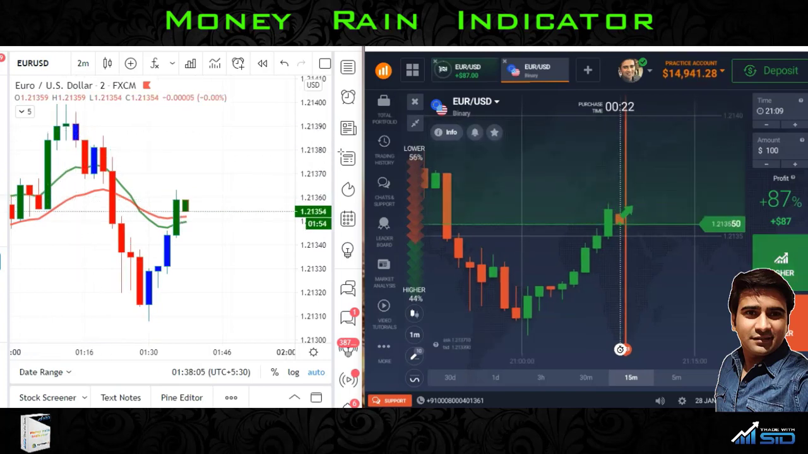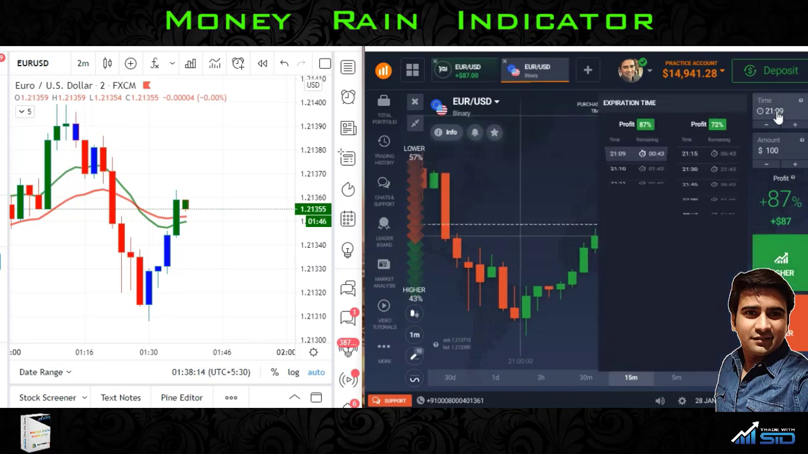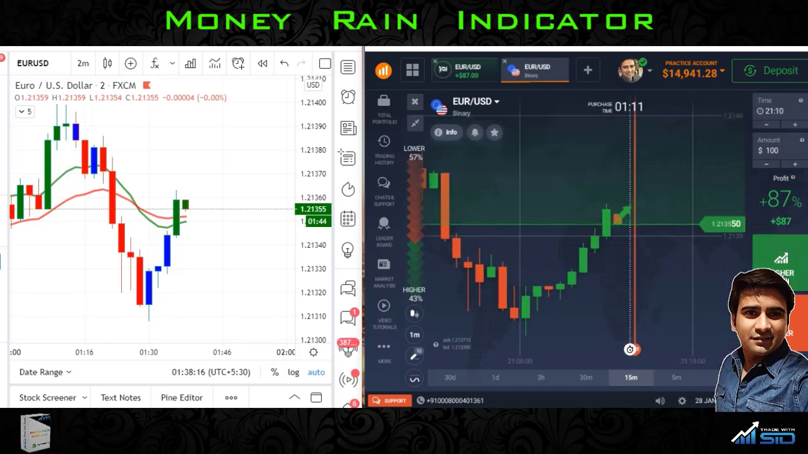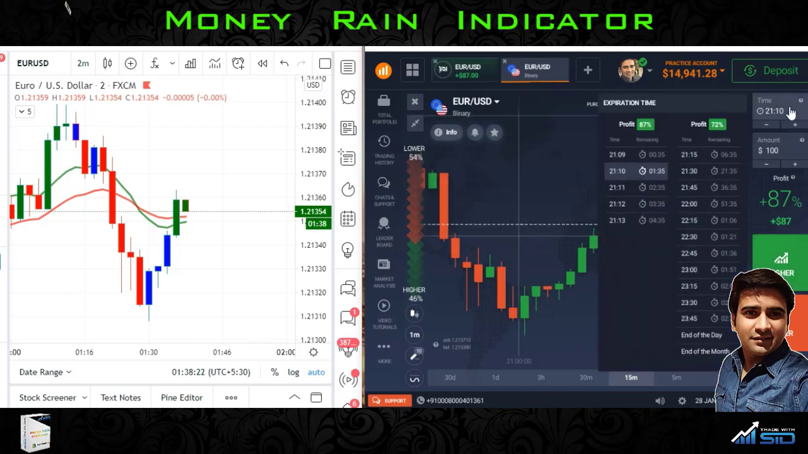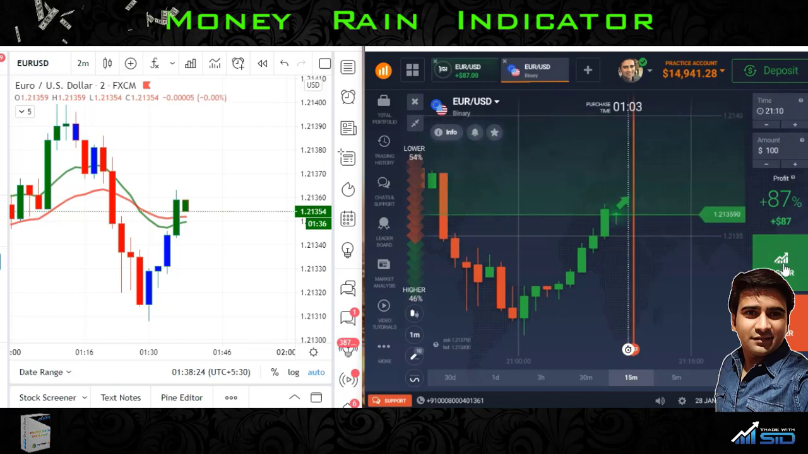I'll take a call option again once the prices are being rejected. Color is still green, so that's a good sign, but I want at least a 1 minute 40 seconds trade. I want to match these timings, guys, because if the timings are not matched, then it's of no use. Because we expect the candle to close. Yeah, prices are being rejected now.